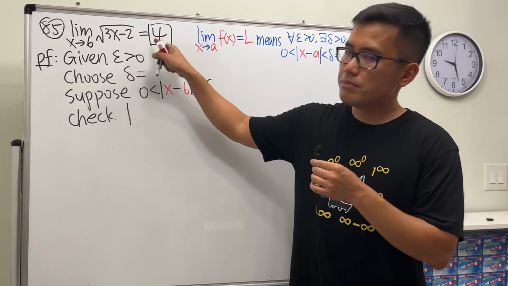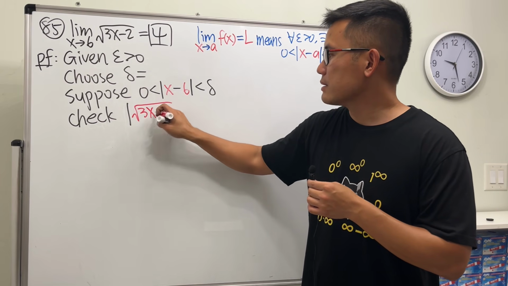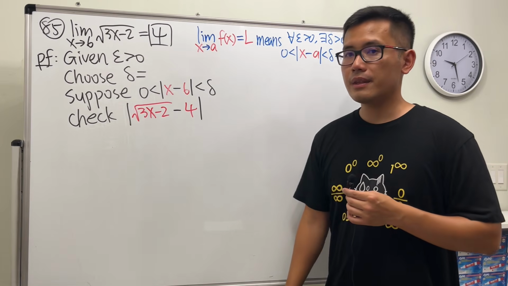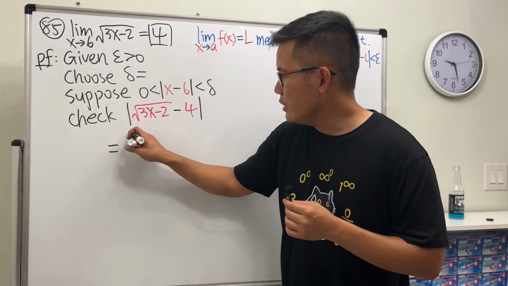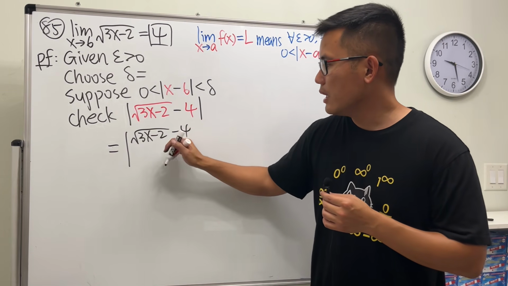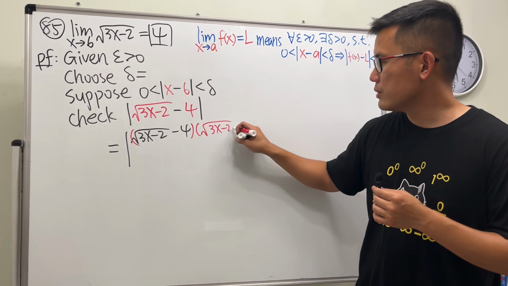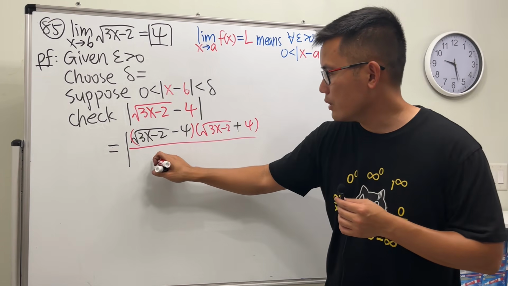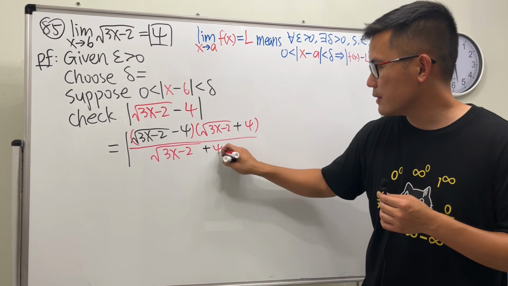absolute value function minus the limit. So we have square root of 3x minus 2 minus 4. Cool. Now for this right here, do the conjugate business again. So this right here equals square root of 3x minus 2 minus 4, multiply the top and bottom by square root of 3x minus 2 plus 4. And then do the same on the bottom as well, square root of 3x minus 2 and then plus 4.